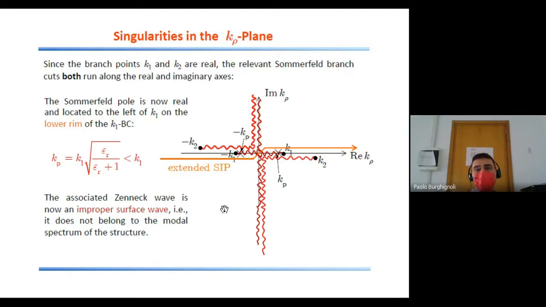So the Zenneck wave that is associated with this pole is now an improper surface wave. It does not lie anymore on the top Riemann sheet, that is also called the proper Riemann sheet, the one that corresponds to waves that attenuate exponentially at infinity. So we can simply neglect this Zenneck improper surface wave in the following analysis, since the pole is not captured in any of the integral path deformations that we will be doing in the following.